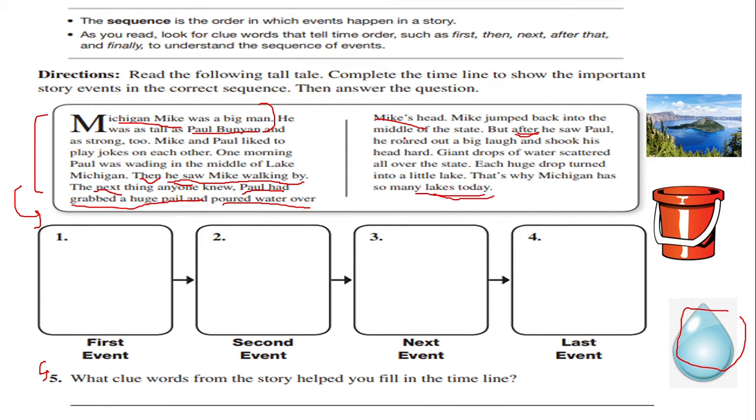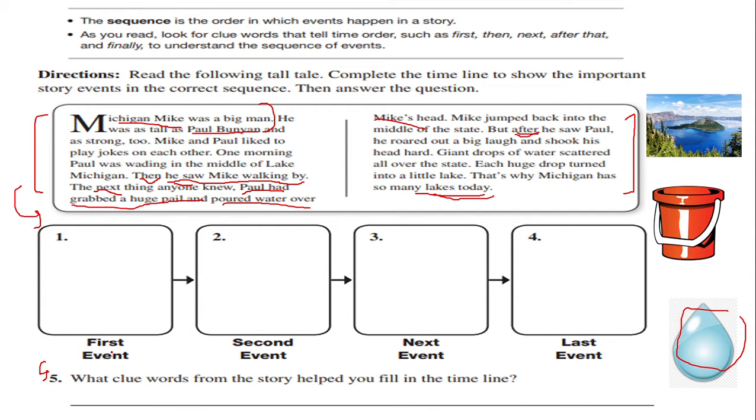So this is the story or the passage. And what did we do while we're reading? We underlined keywords because we knew that it is sequence. What were the keywords? Then, next, after. Because I know that I'll be asked about the sequence.